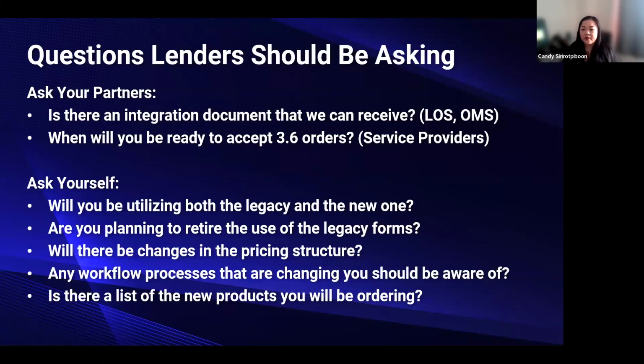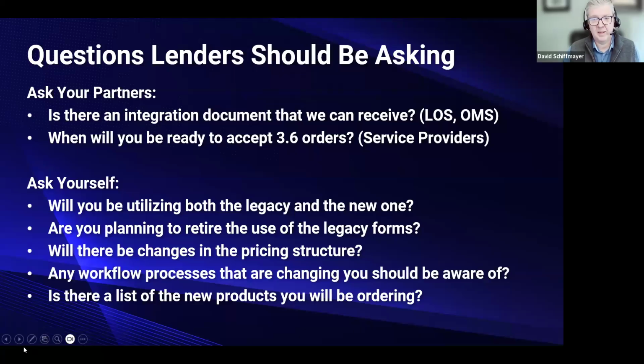And then ask yourself, am I going to be utilizing both the legacy form and the 3.6 forms? Are we planning to retire the legacy forms? Will there be changes in the pricing structure? Are there any workflow processes that are changing that I need to be aware of? And is there a list of naming conventions or a list of new products that should be delivered under 3.6? These are a few really good questions to ask yourself to get ready for that November 2026 deadline.